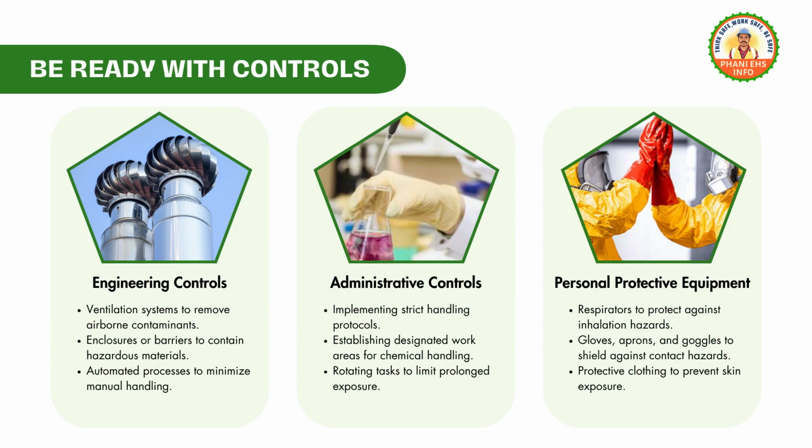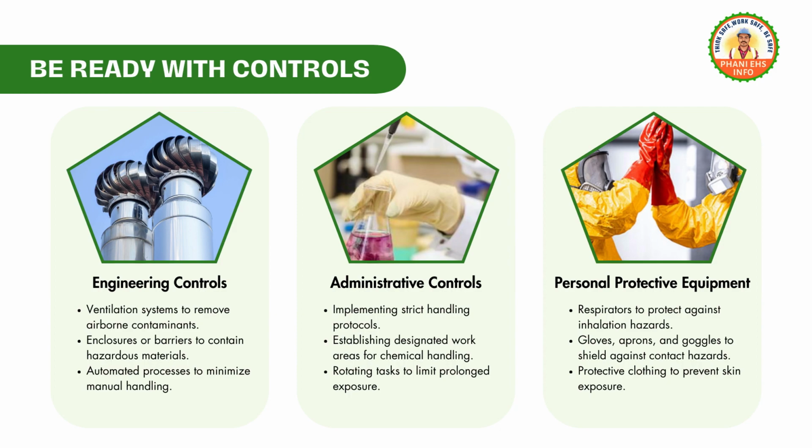manual handling. Administrative controls. Administrative controls involve procedures and policies to minimize exposure to chemical hazards. This can include implementing strict handling protocols, establishing designated work areas for chemical handling, and rotating tasks to limit prolonged exposure. Personal protective equipment, PPE.